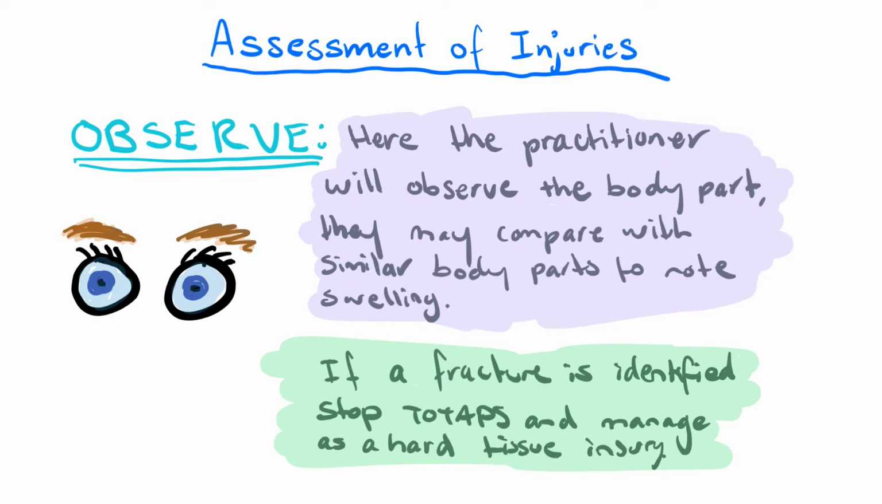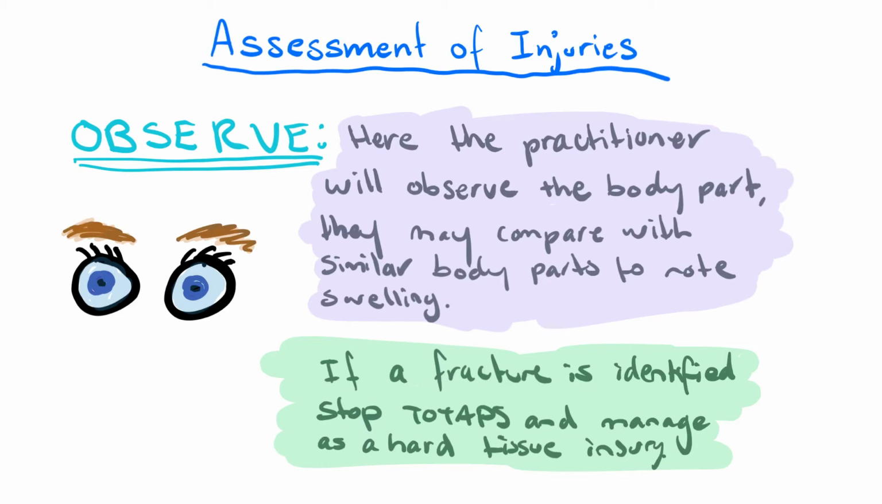The next part is observe, and this is where the practitioner observes the body part. For example, a netballer's gone down with a sore knee, and they may compare it with other body parts to note swelling or deformities. So if that knee's been injured, they can say, I'm just going to compare your left knee to your right knee. And often this is a way for us to see if there's actually a true deformity or any swelling when we compare it with another body part.